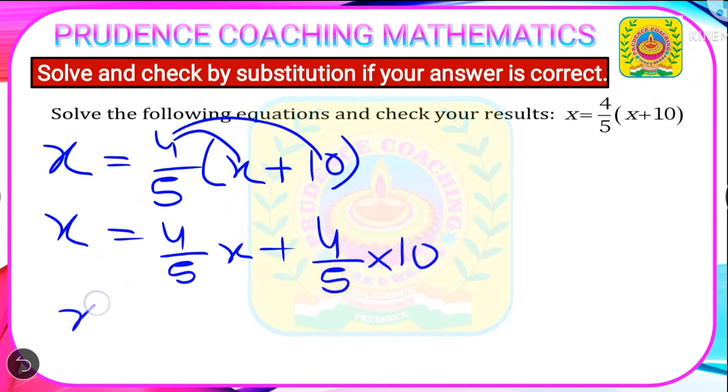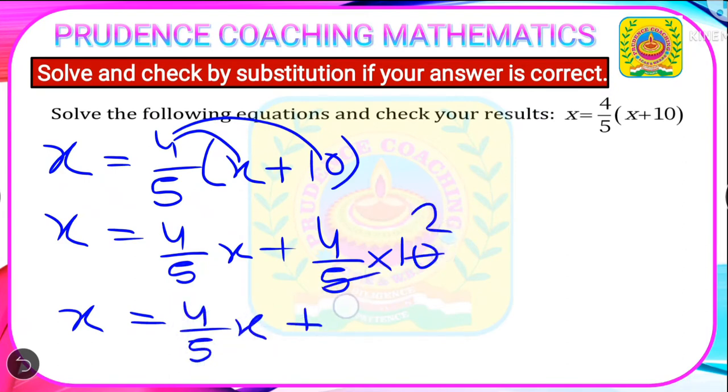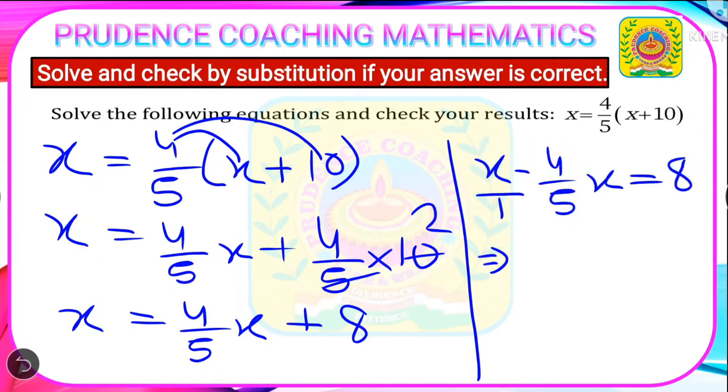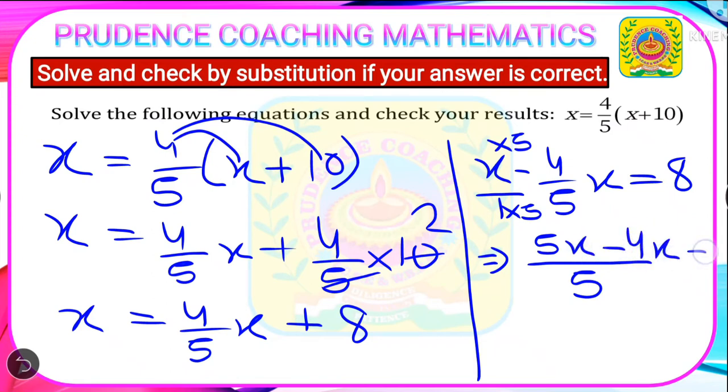So further solving, we will get 4 by 5x here, and here you will get 5 2s are 10, so 4 2s are 8. Now we need to bring the variable on the left hand side and the other thing on the right hand side. So we will get x minus 4 by 5x equals 8. So we will take the denominator LCM of 1 and 5. We will get 5 here. To make this one 5, we need to multiply with 5, and in x also we will multiply with 5. So 5x minus 4x will be in the numerator, and we will get equals 8 as it is there.